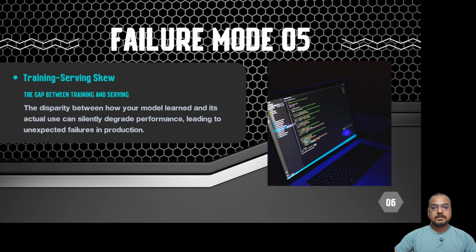So, what is training serving skew? It is the gap between the world your model was trained in and the world it's asked to serve. Everything looks correct, same model, same code, but the data your model sees at inference time is subtly, structurally different from what it learned from, and that gap silently kills performance.